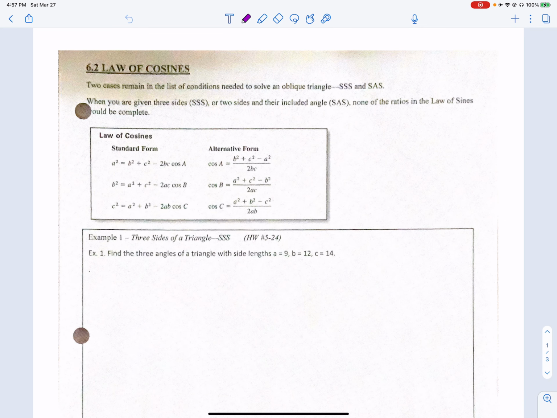Precalculus 6.2 Law of Cosines. So we were using law of sines, but if we are given information where we have three sides of a triangle or the two sides that include an angle, you cannot use law of sines, and so we also have law of cosines. And these again are for when we are solving triangles that are not right triangles.